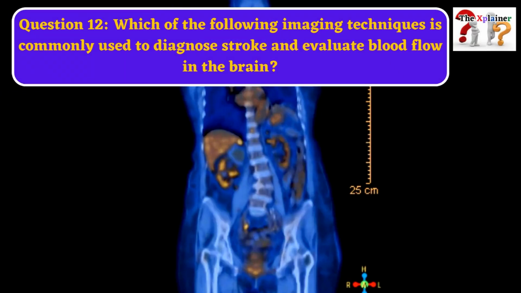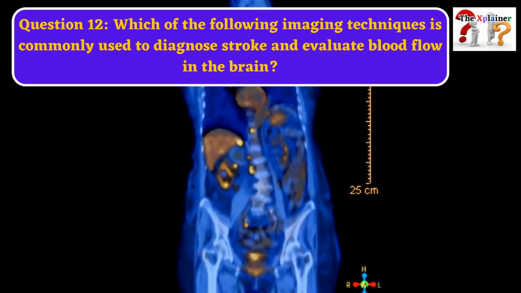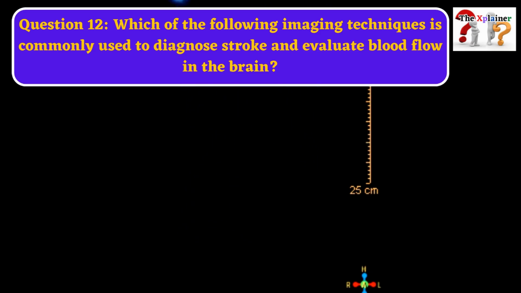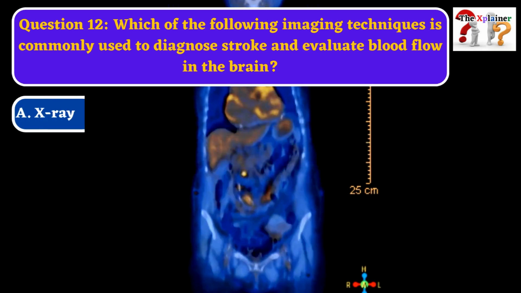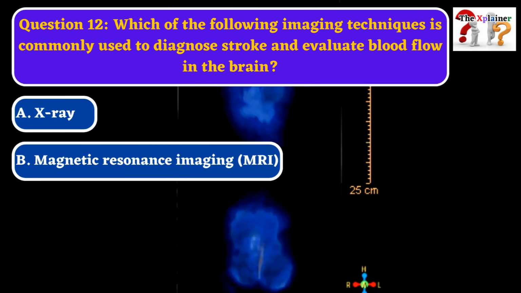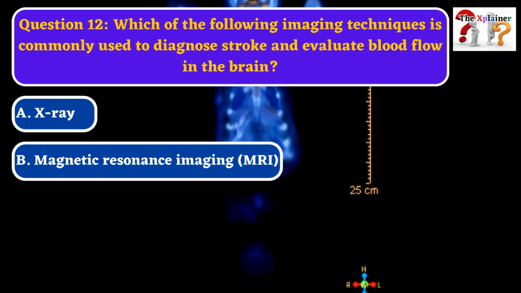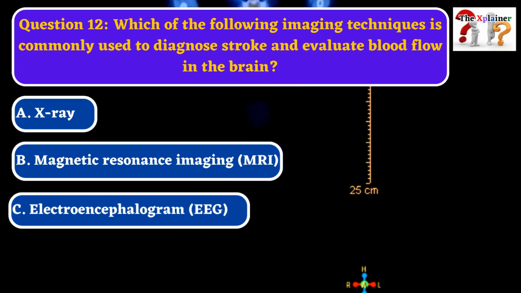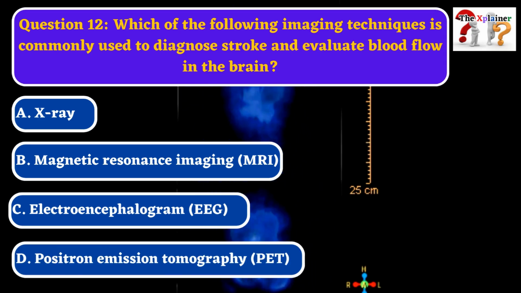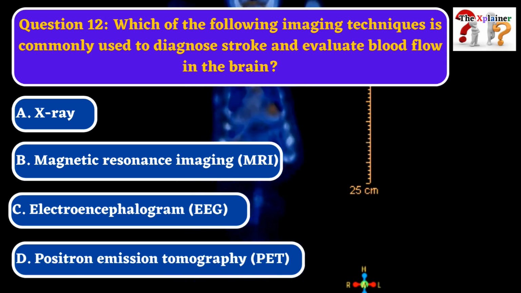Question 12. Which of the following imaging techniques is commonly used to diagnose stroke and evaluate blood flow in the brain? A. X-ray. B. Magnetic resonance imaging, MRI. C. Electroencephalogram, EEG. D. Positron emission tomography, PET.